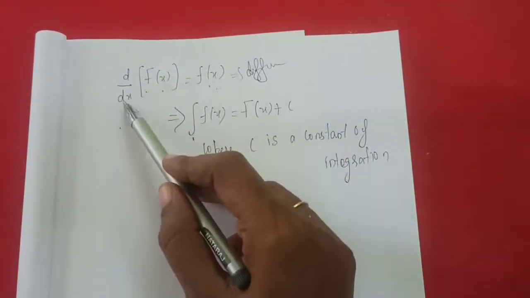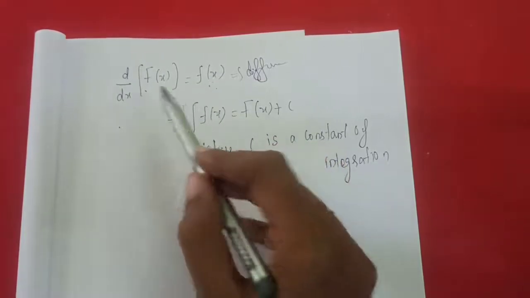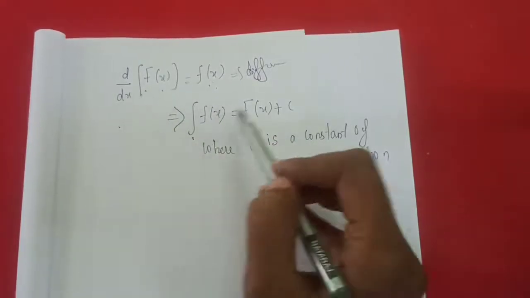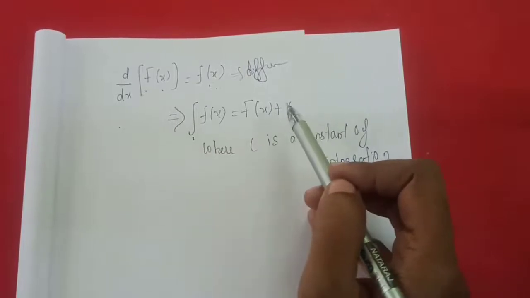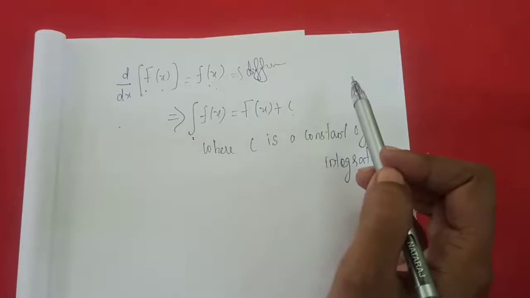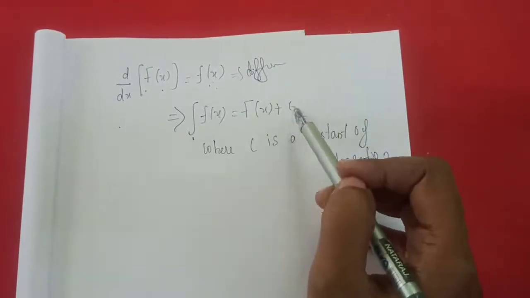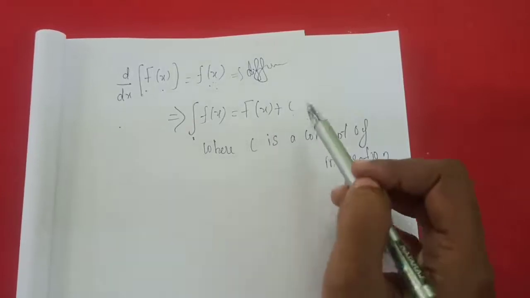Okay. So when you are differentiating capital F of x, we will get small f of x. When you are integrating small f of x, you will get capital F of x. This is a reverse process. So plus c, where when we are integrating, we need to put the constant of integration.